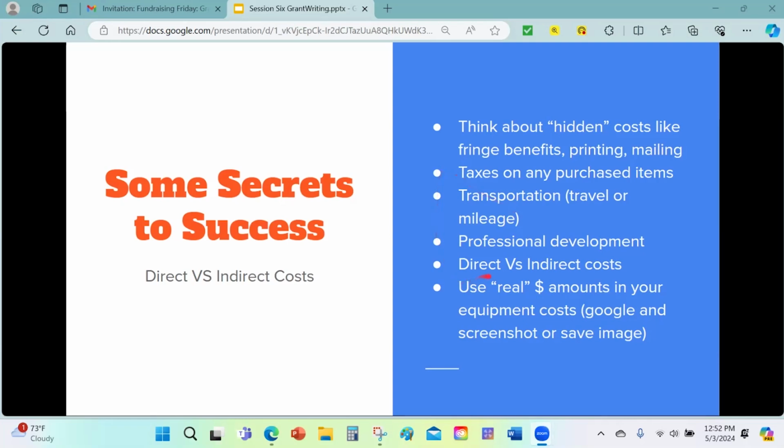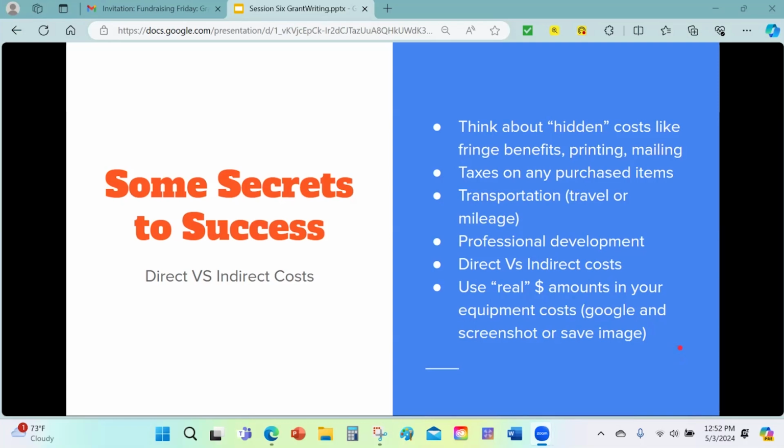You can think about professional development. Think about some indirect costs, sometimes additional utility costs, if you have to rent additional space, if you have to hire additional security, those kinds of things. And then, of course, you want to use real dollar amounts in your equipment costs. So if you're going to say, I'm going to buy a computer, Google, find a computer. If you say, I need to buy new stanchions to help with crowd flow, you want to find out how much that system of stanchions is going to cost you, and so forth.